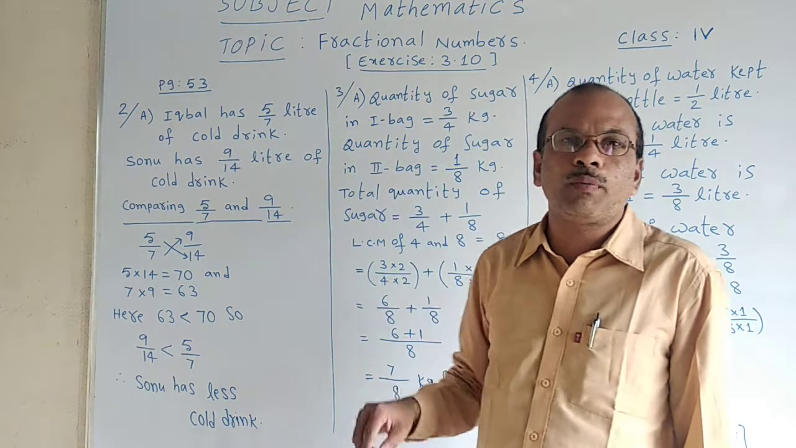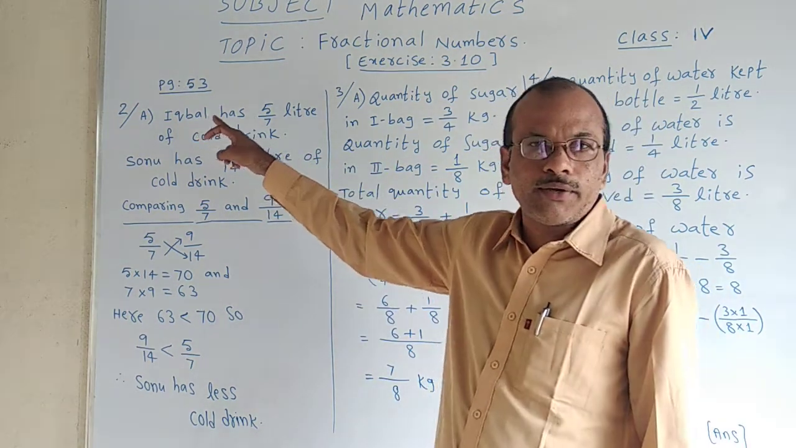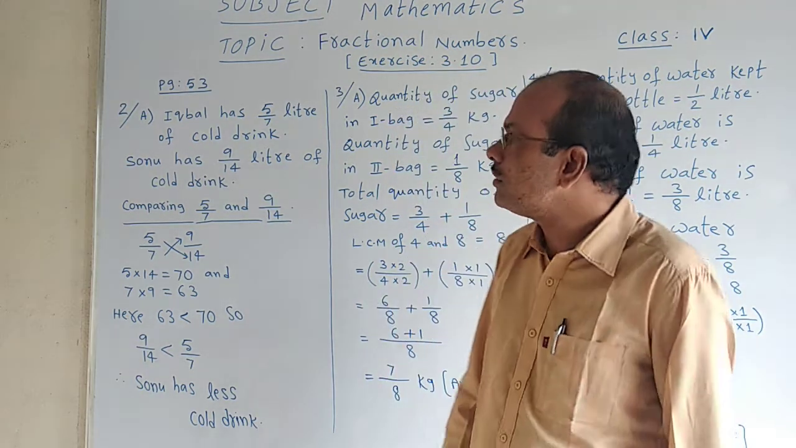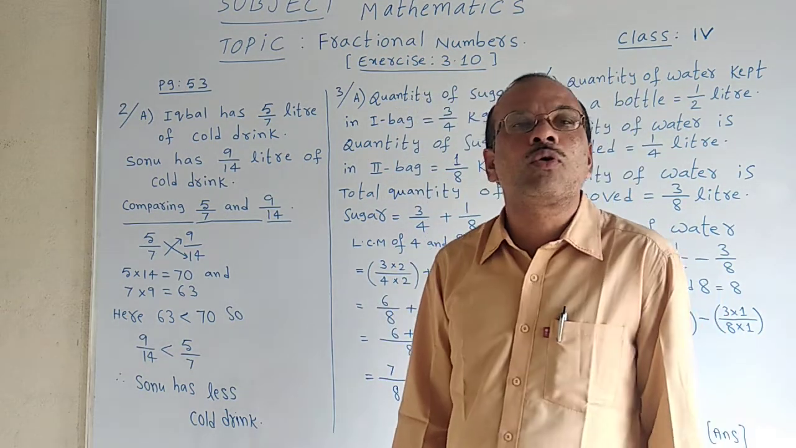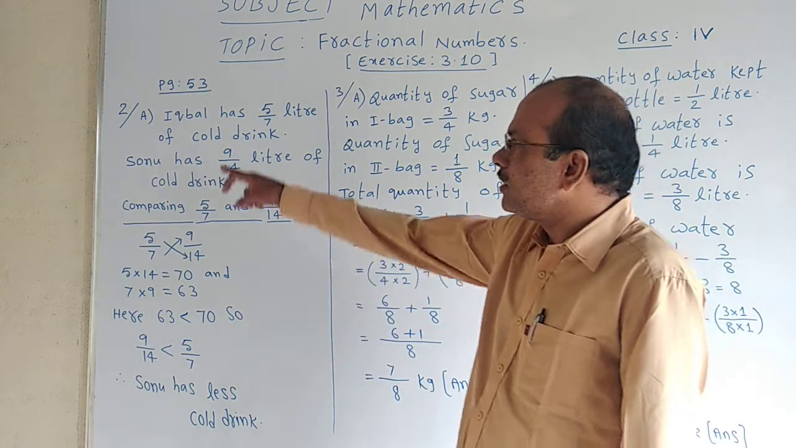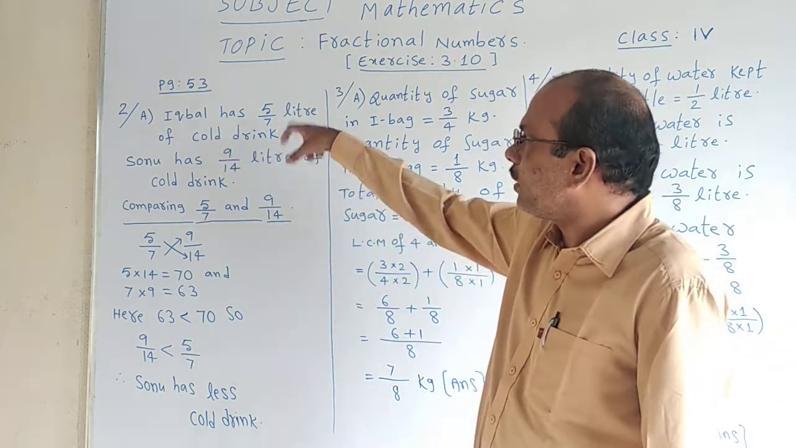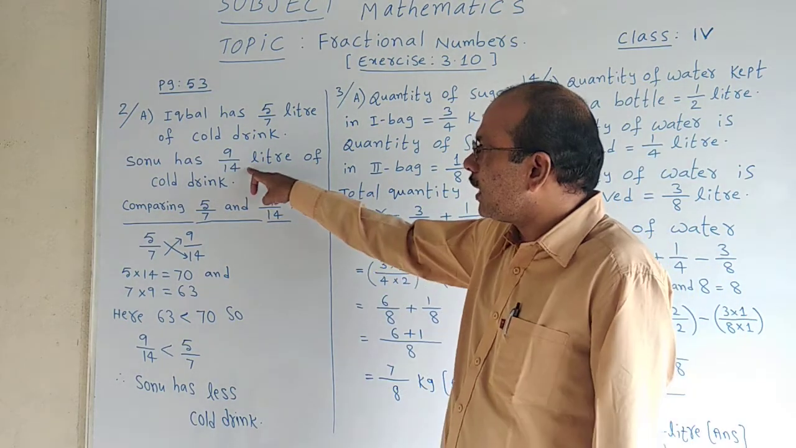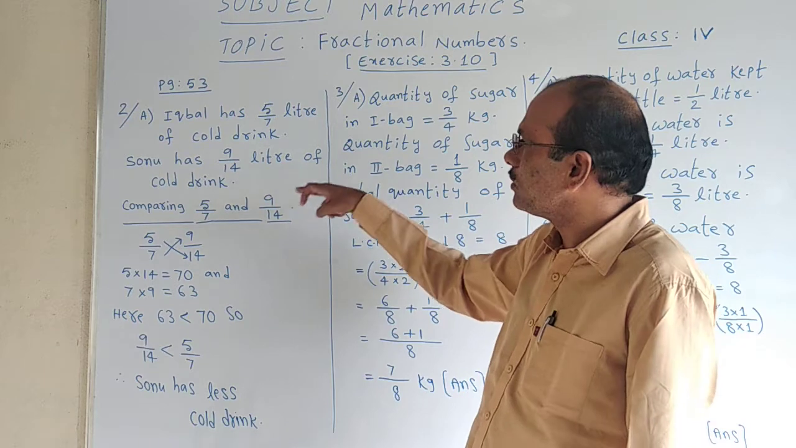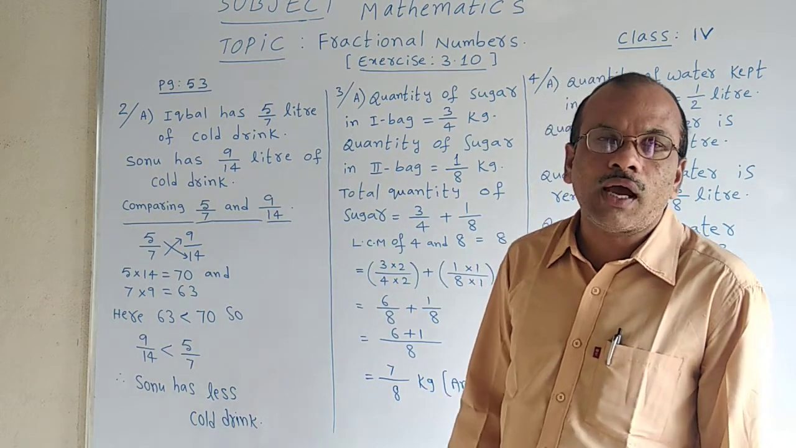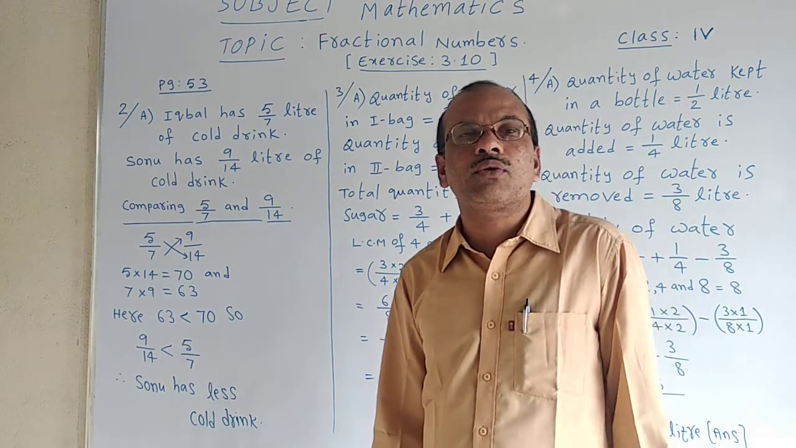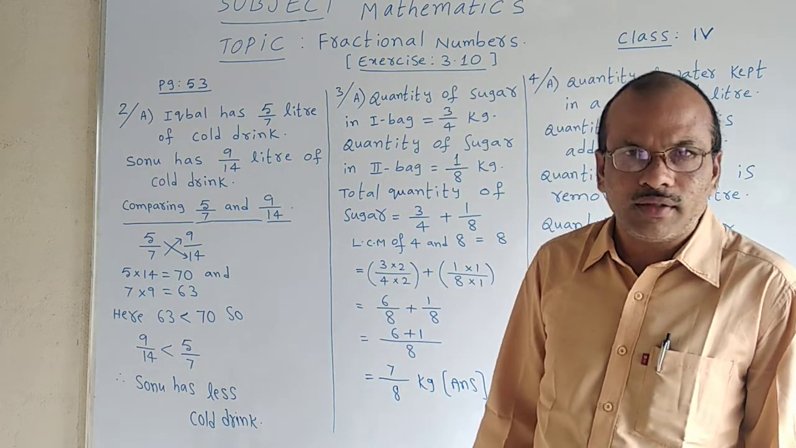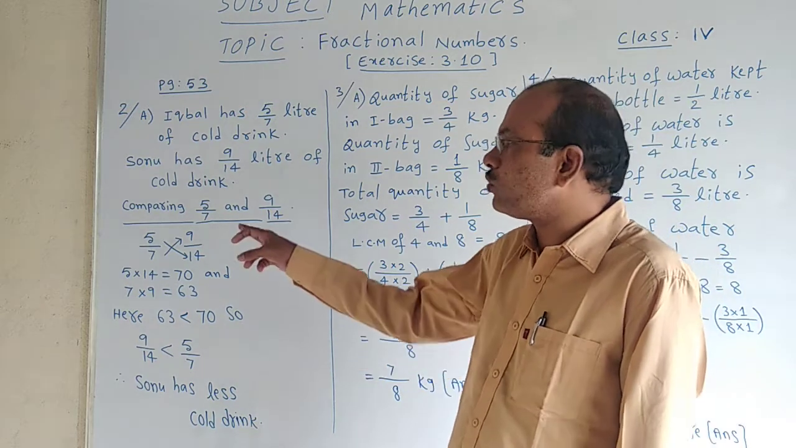Here there are two people named Iqbal and Sonu. Both of them are having some cold drink. See that Iqbal has 5/7 liter of cold drink. Sonu has 9/14 liter of cold drink. Who is having less cold drink is the question. That means who is having the lesser quantity of the cold drink. Is it clear? Now for that we have to compare.